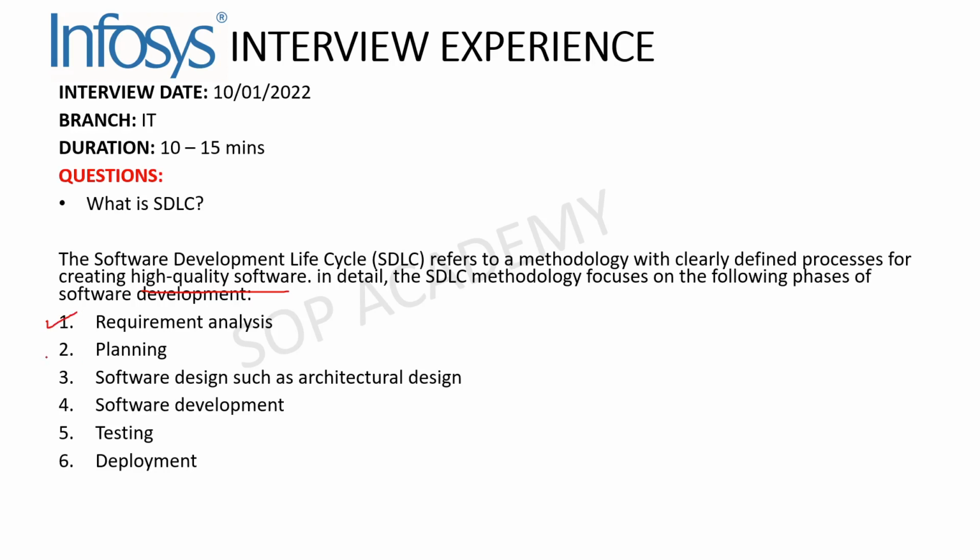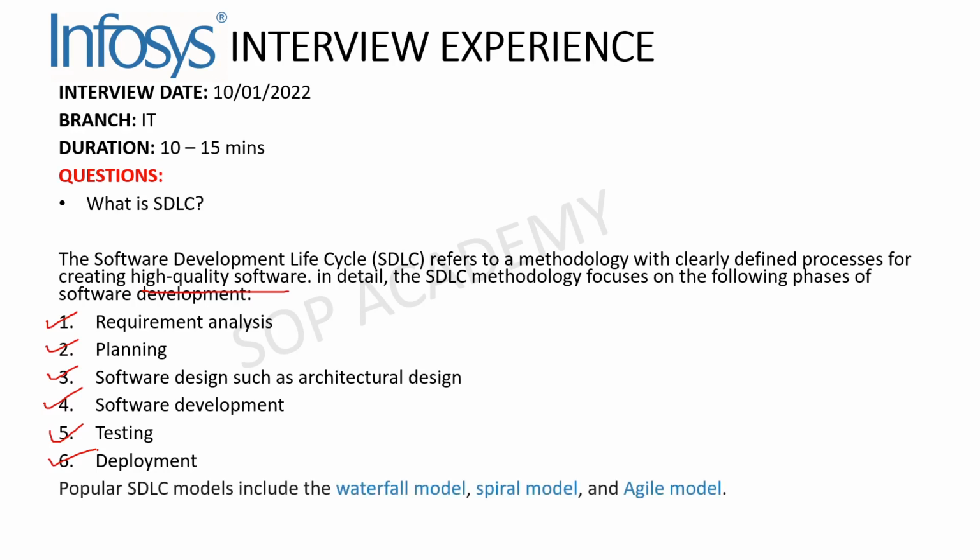The first one is requirement analysis. The second one is planning. Third is software design such as architectural design. The fourth one is software development. Fifth is testing. And the last one is deployment. There are some SDLC models in the market currently, such as the waterfall model, the spiral model and the agile model. So if the interviewer asks you about the SDLC models, then you can mention these 3 models. And if he asks about the phases, then you can mention the 6 phases that I mentioned.